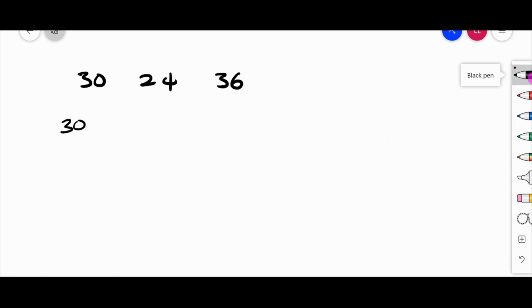The factors of 30 would be 1 and 30. 2 can go into 30 15 times. 3 could go into 30 10 times. 5 could go into 30 6 times. And when we get to 5 and 6 here, we know that there's no whole number between 5 and 6. Alright, so we'll just stop there. That method is called closing.